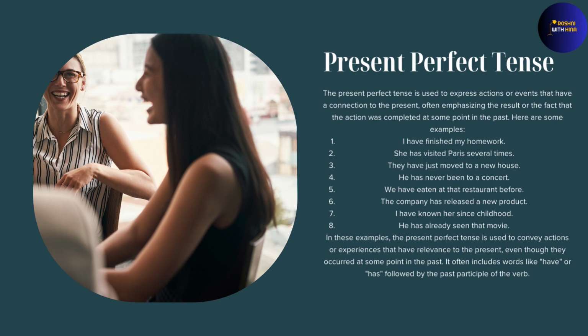In these examples, the present perfect tense is used to convey actions or experiences that have relevance to the present, even though they occurred at some time in the past. It often includes words like have or has, followed by the past participle of the verb.